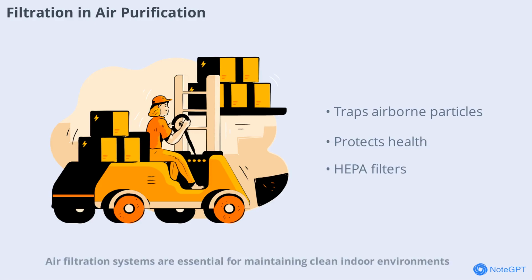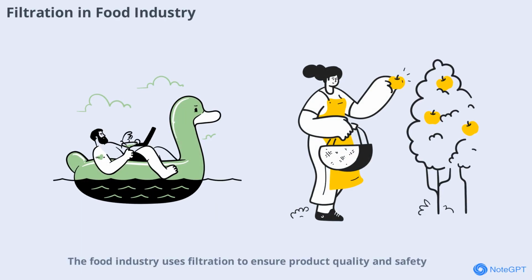Air filtration systems are essential for maintaining clean indoor environments. These systems use filters to trap dust, pollen, and other airborne particles. In chemistry labs, specialized filters remove hazardous fumes and chemicals from the air, protecting both people and equipment. High-efficiency particulate air, or HEPA, filters are especially effective at capturing tiny particles, making them a popular choice in hospitals and clean rooms.